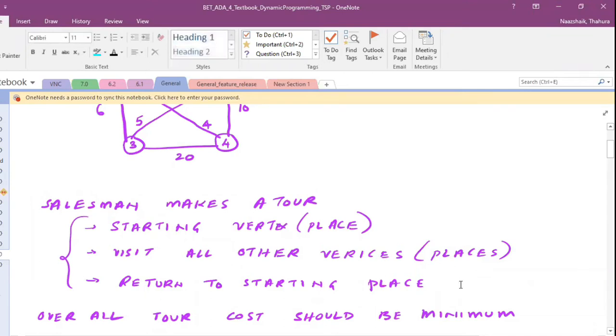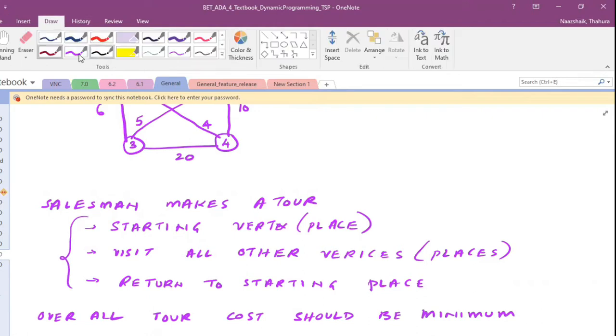Maybe one other point I'll add here is, while visiting all of these vertices, you should not repeat any place. So it is visit all other vertices without repeating or revisiting vertices or places.